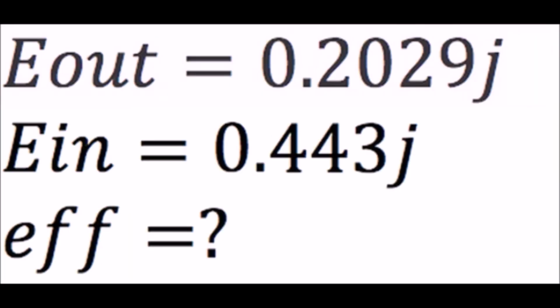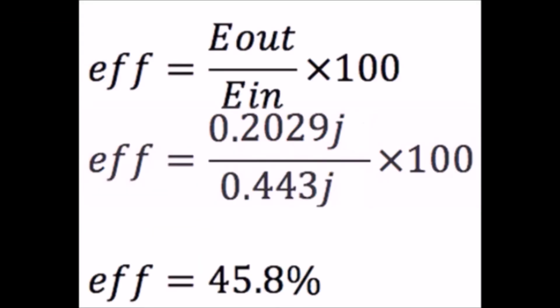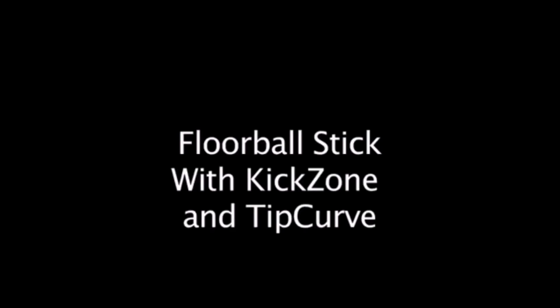For my givens list, E out equals 0.2029 joules and E in equals 0.443 joules. Now we have to find efficiency. To do this, I use the efficiency equation, which is efficiency equals E out over E in times 100. After doing all my calculations, I figured out the efficiency is 45.8%.